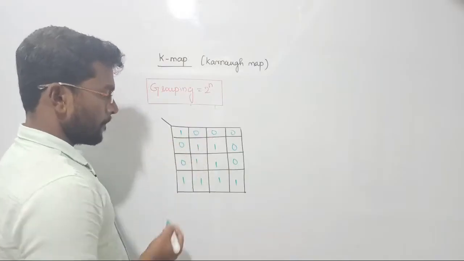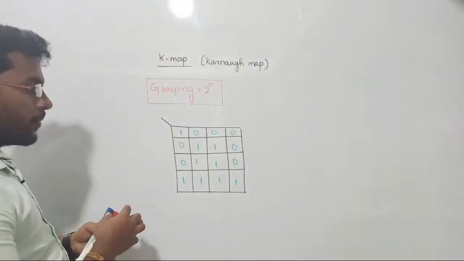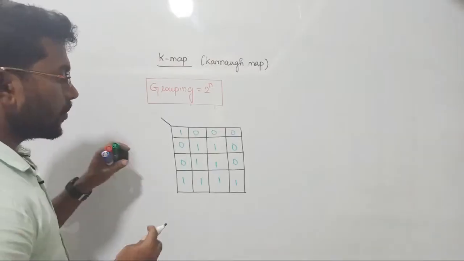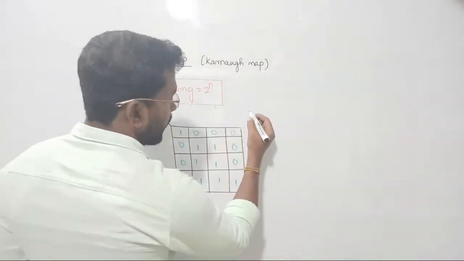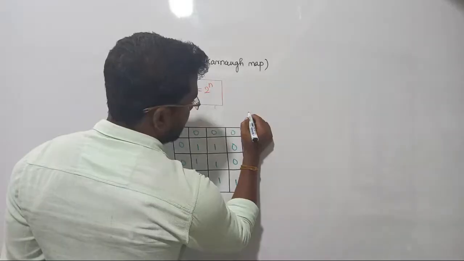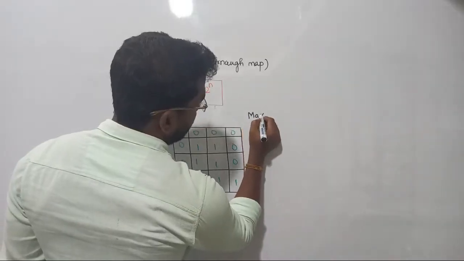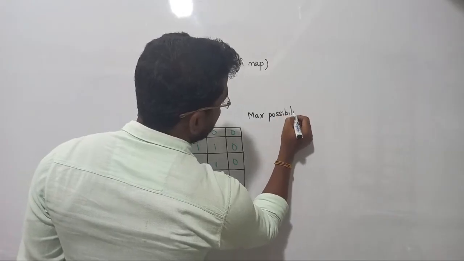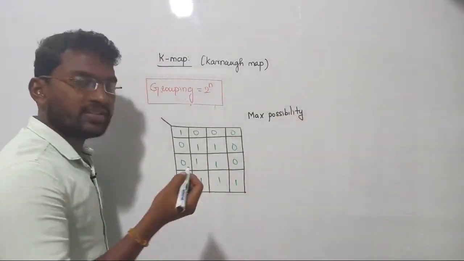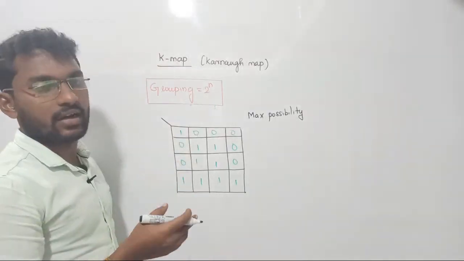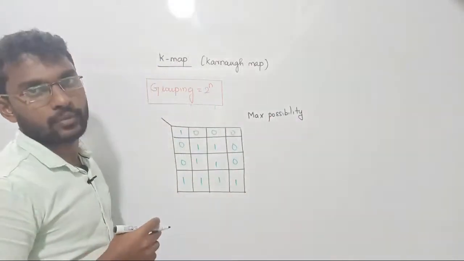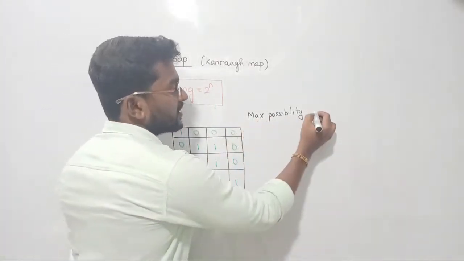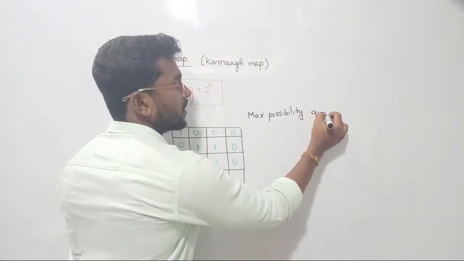Some example is given like this. Now what you have to do here is grouping, right? Always, when you start grouping, you should start from the maximum possibility of your grouping. Maximum possibility means, suppose there are 8 ones and those 8 ones are in adjacent cells, then first you must group those 8 ones. So you should start from the maximum possibility of grouping. That is very, very important.